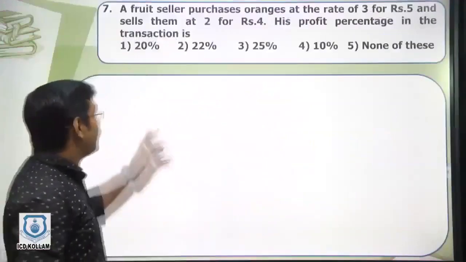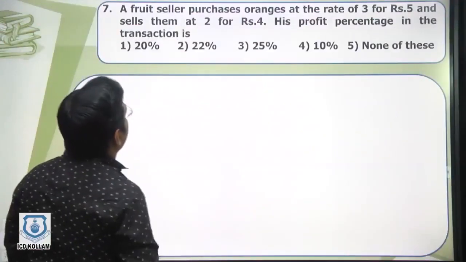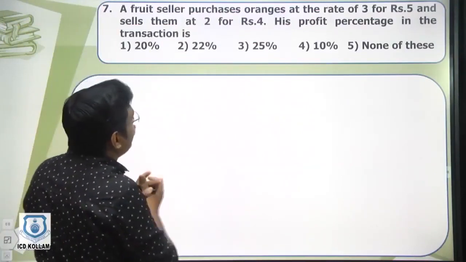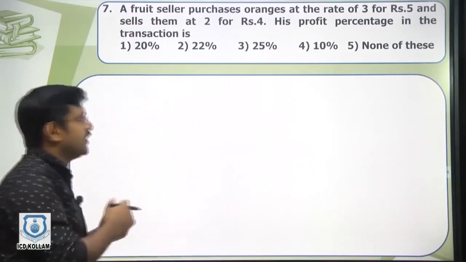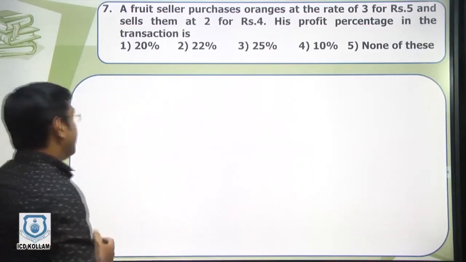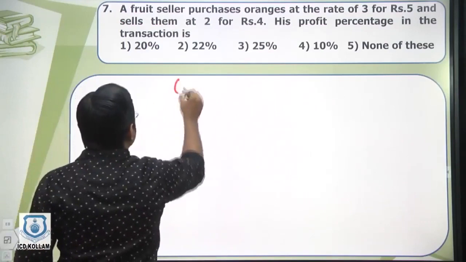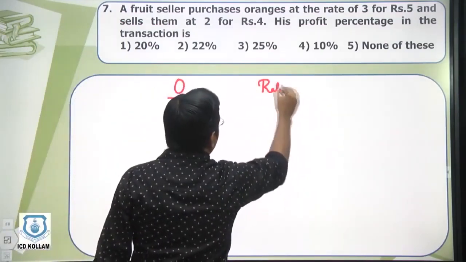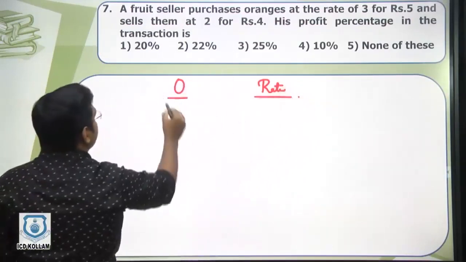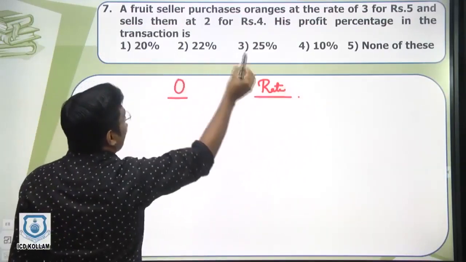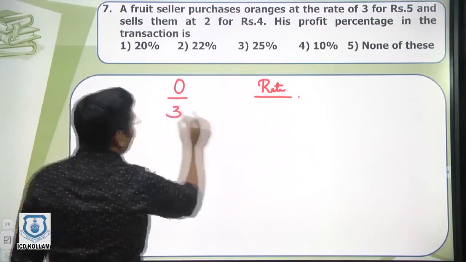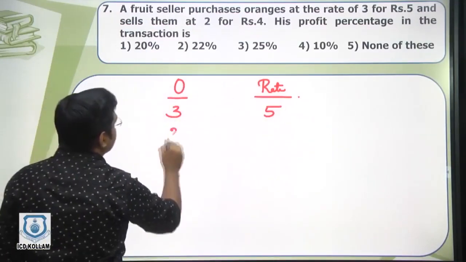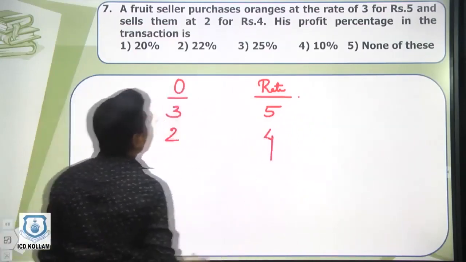Question number 7, similar to the previous one. A fruit seller purchases oranges at the rate of 3 for 5 rupees and sells them at 2 for 4 rupees. His profit percentage in the transaction is. Here it is clearly given that we need to find the profit percentage. So I am writing that condition: oranges, and the rate is given.